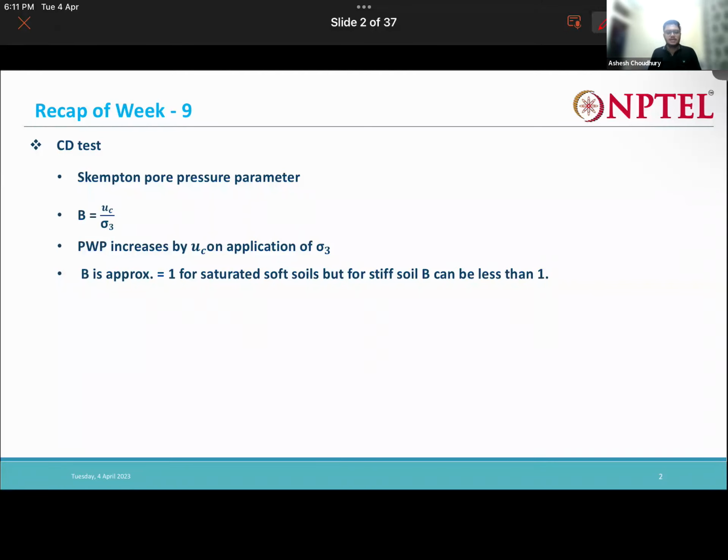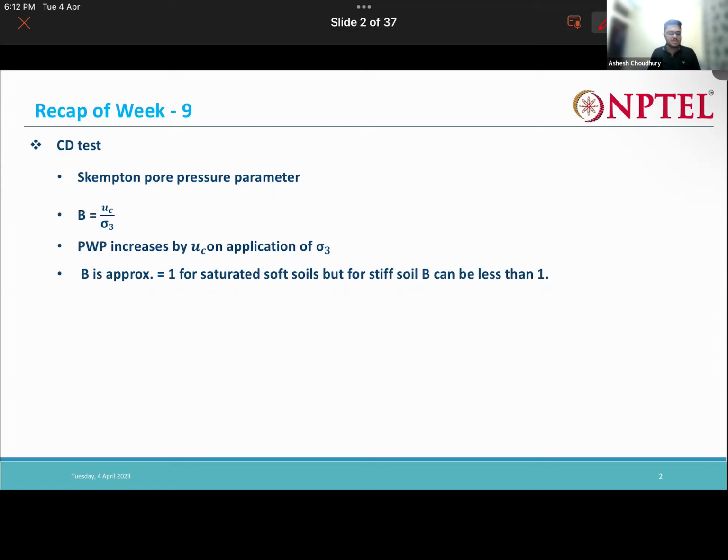Now, before we start the consolidation process in the first stage, we must make sure that my soil is completely saturated. In general, we should ensure that our soil is completely saturated. So how can we test that? We can test by determining the Skempton pore pressure parameter B.